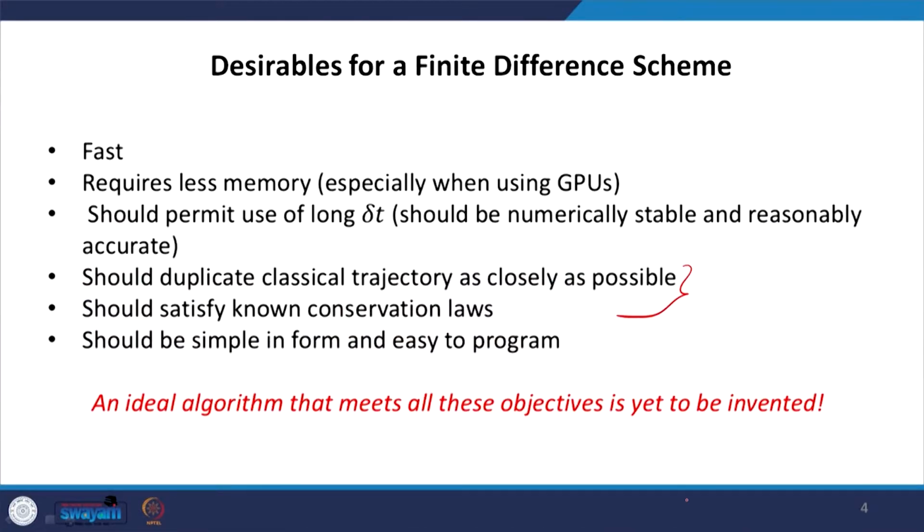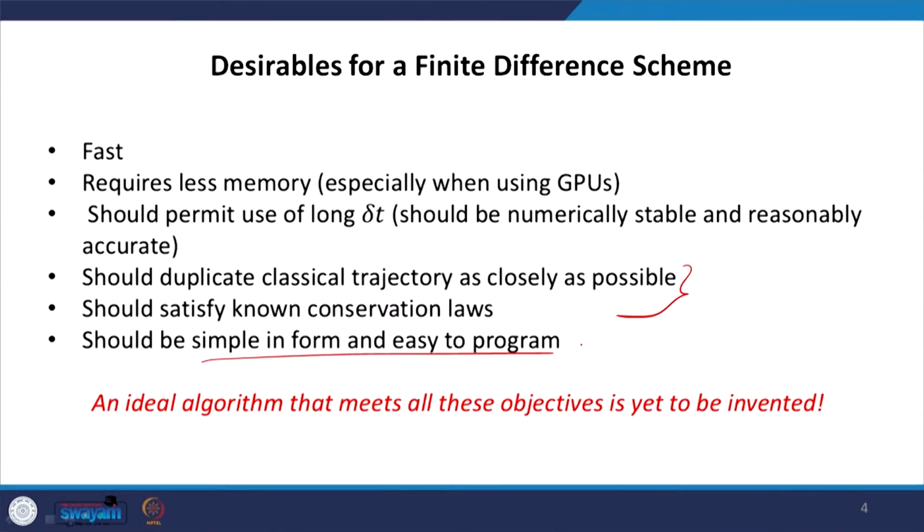And these two things are actually the most critical part that determines whether an algorithm is a good algorithm or a bad algorithm. If there is large violation of conservation laws, or if there are significant departures from the trajectory, in those cases the algorithm is definitely not a good algorithm. And finally, it has to be simple in form and easy to program. That is again not a big concern nowadays, because mostly we use software for MD calculations. But for programmers or developers at least, this is also an important point to keep in mind.